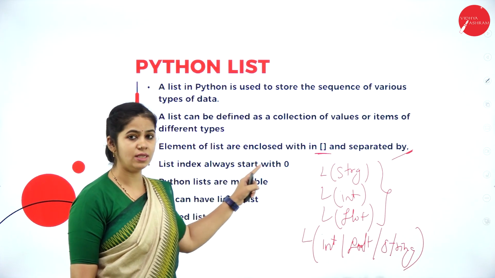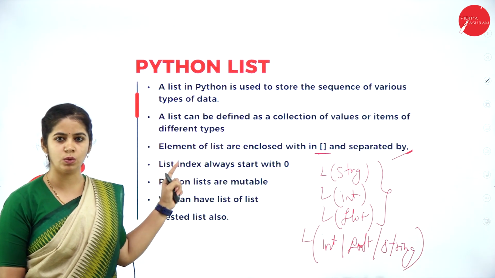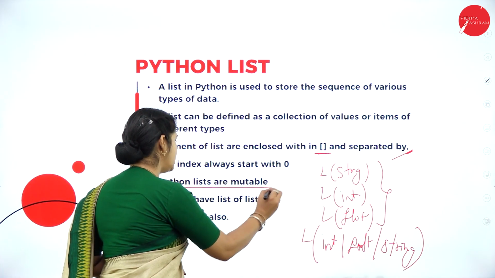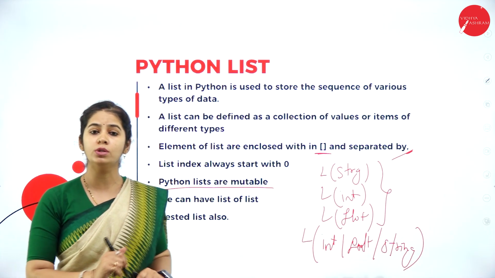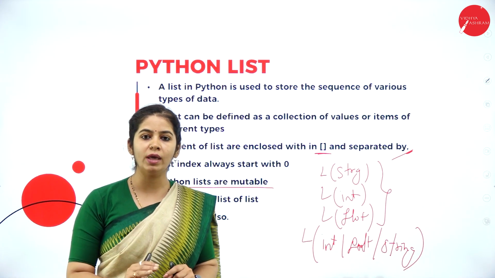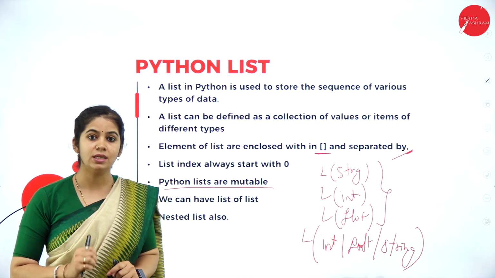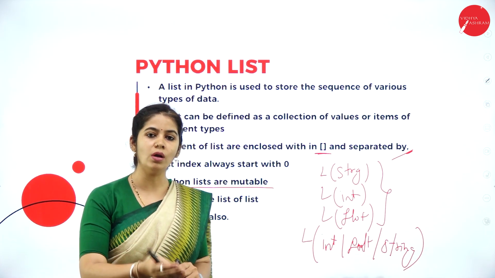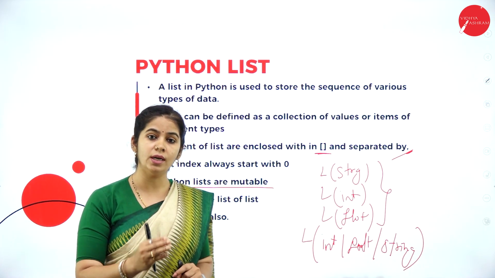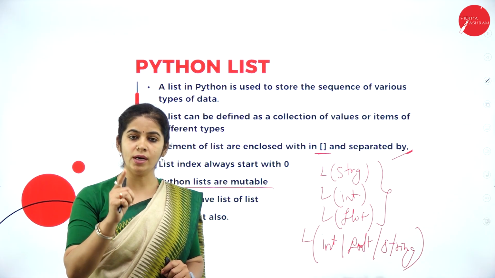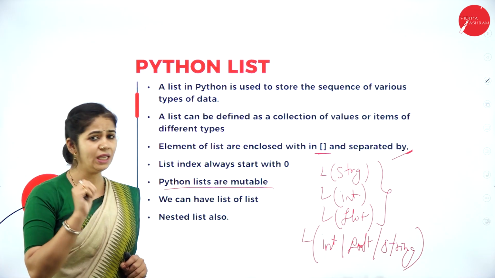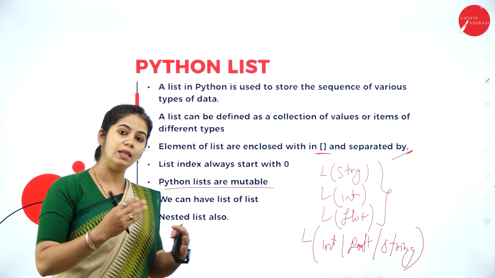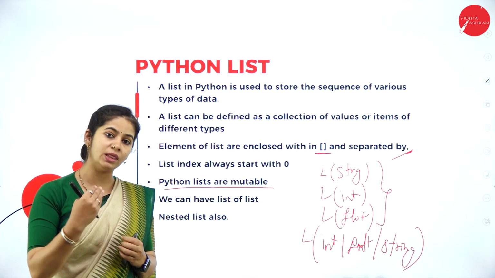List index always starts with 0. As an array index starts with 0, the list index will also start with 0. A Python list is mutable. What do you mean by mutable? Mutable means you can change the value of the list dynamically. It's not static allocation, it's dynamic allocation. Values are changeable. It is an ordered list, ordered and mutable. It can allow multiple values. We can also have a list of lists. We can nest a list within a list.